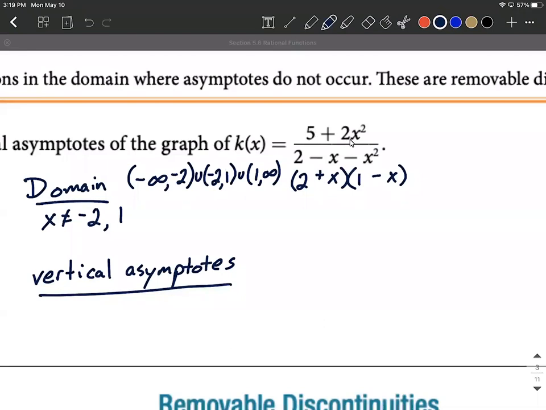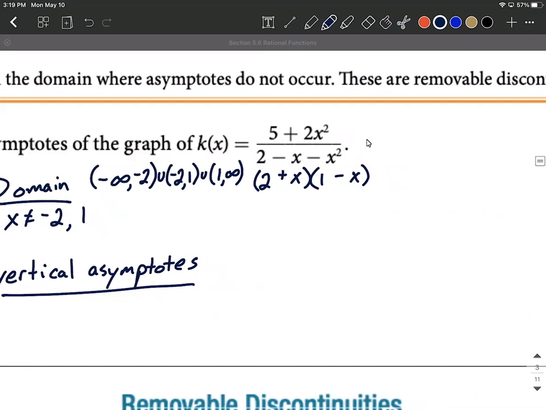On this one, though, looking at our numerator, I don't see an obvious way to factor it. So what we can do instead to check these values of x is plug them in and replace the x in the numerator. If they make both the denominator equal 0 and the numerator equal 0, they'd be a removable discontinuity. So let's test some values.